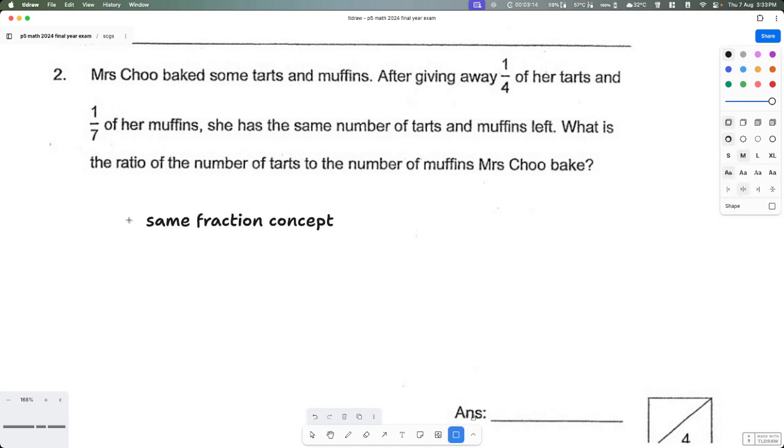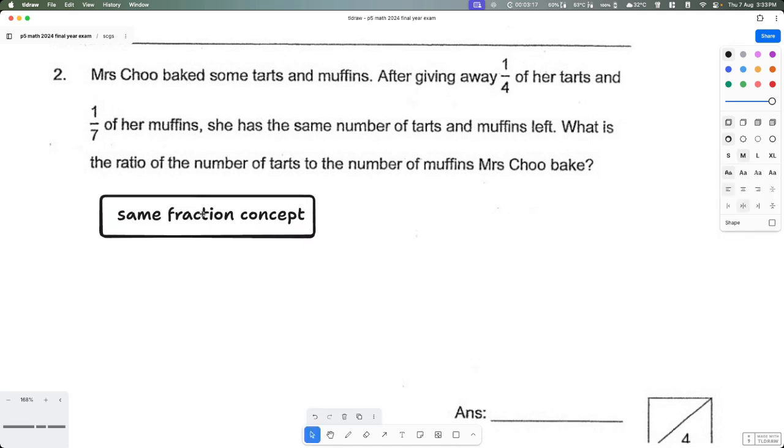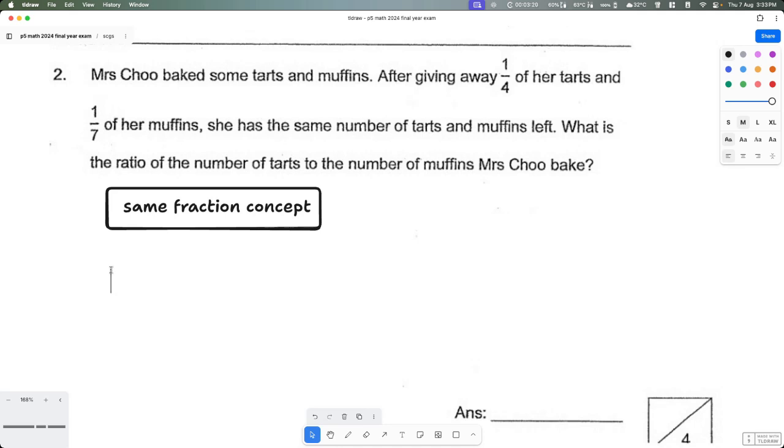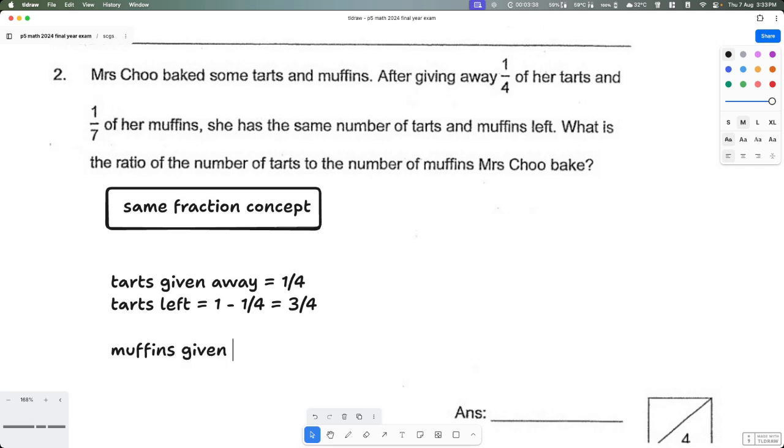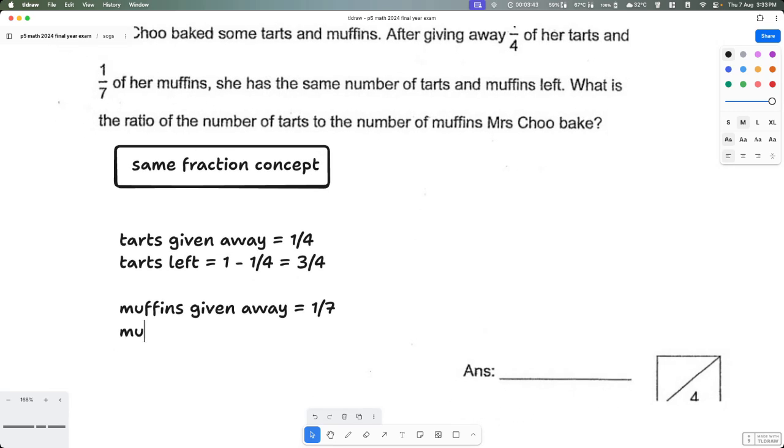In this case, tarts given away is equal to 1/4. Tarts left is equal to 1 minus 1/4, this will be 3/4. Muffins given away is equal to 1/7, and muffins left is equal to 1 minus 1/7. This will give you 6/7.